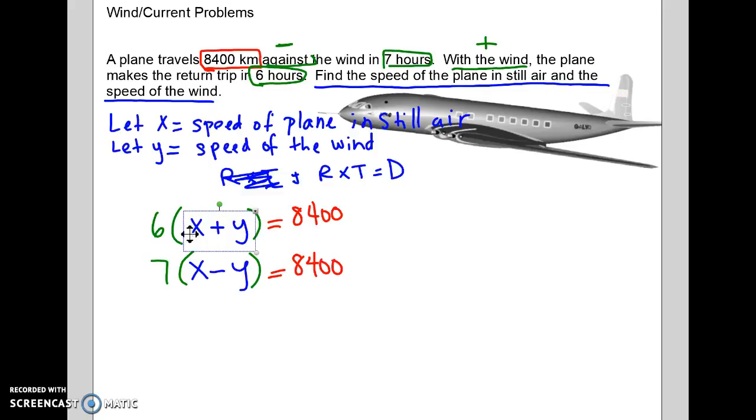So again, we have the rate times the time equals the distance. With the wind is a plus, against the wind is a minus. Okay, now to solve this, what I want you to do is instead of distributing, because it's going to give you a lot more work, let's divide. Because if you divide, then you're going to make the equation much simpler and already set up for elimination.